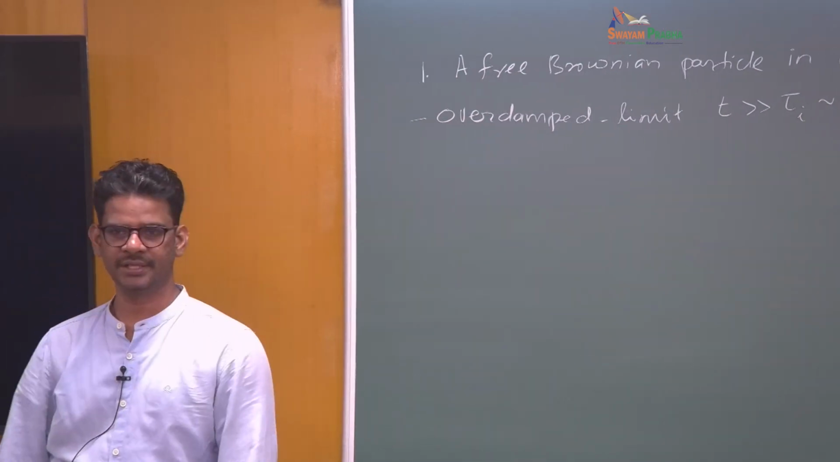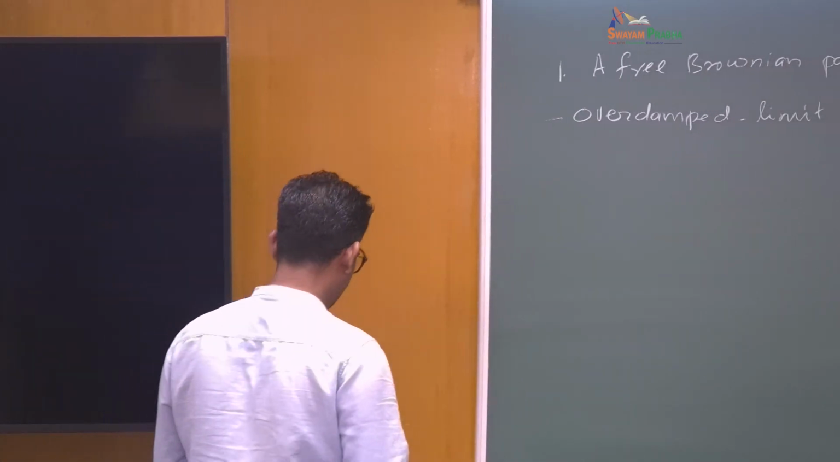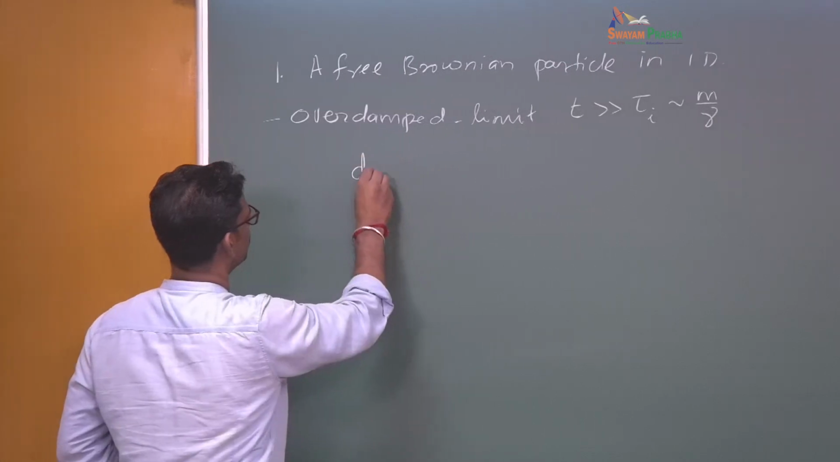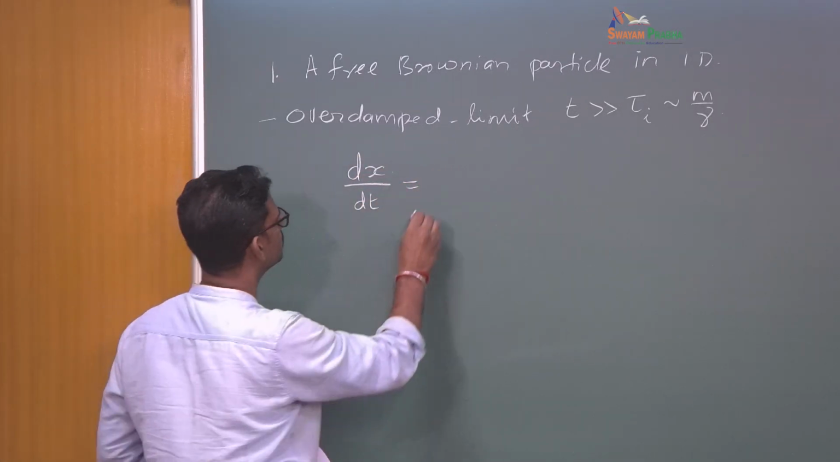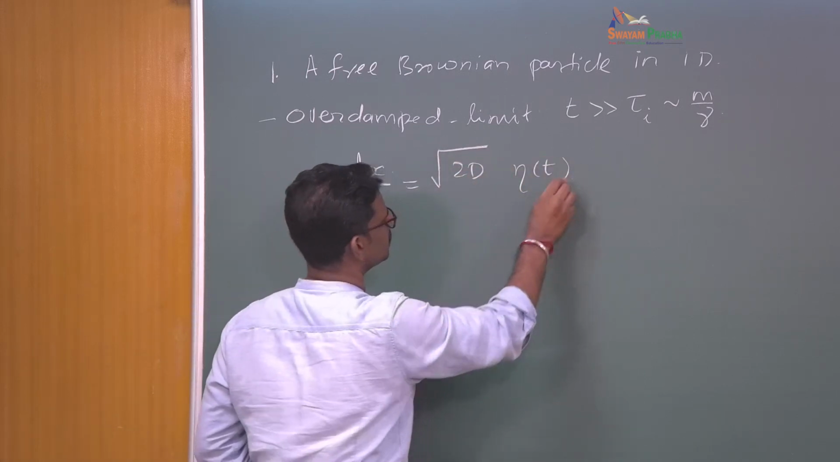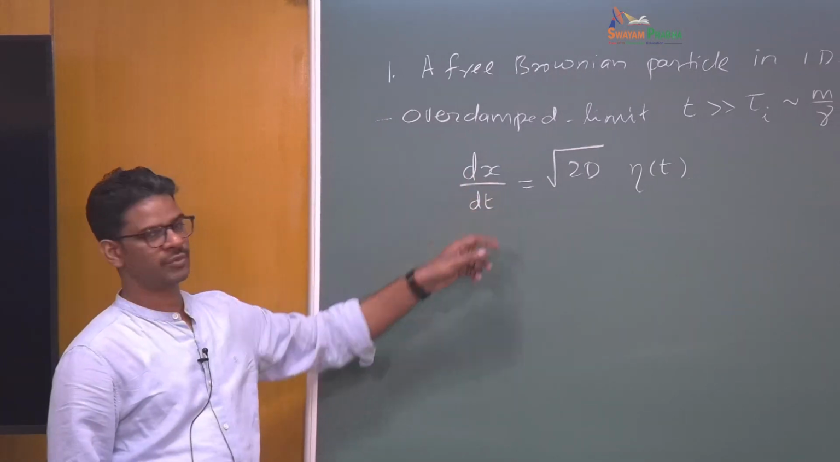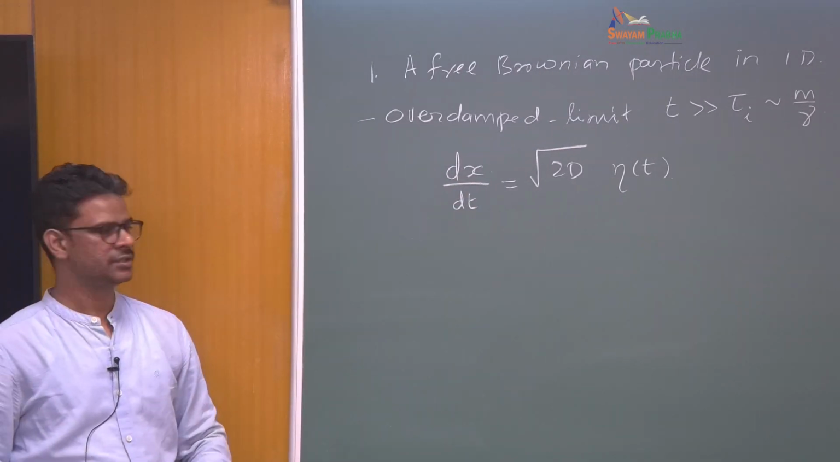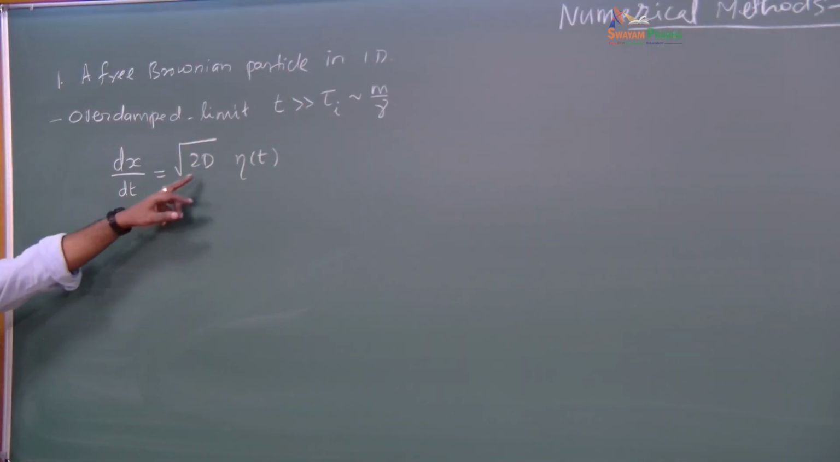Okay, so then the particle has an overdamped behavior, and we showed in one of the previous classes that the dynamics of this particle is governed by dx by dt is equal to square root of 2D eta of t. Okay, so we are now only looking at how the position of a Brownian particle in one dimension changes through this random noise. This D here is the diffusion coefficient.